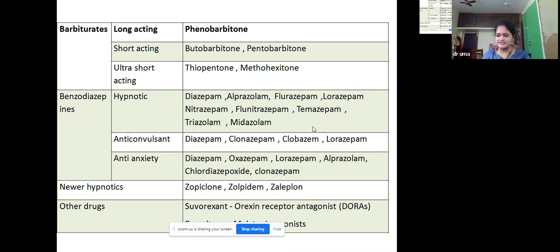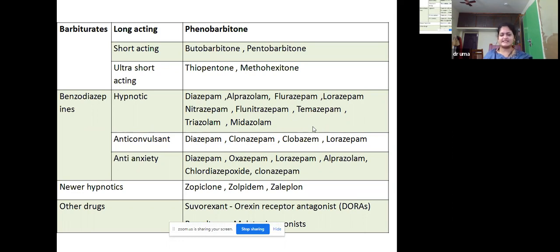And benzodiazepines are used as hypnotic, anticonvulsant and anti-anxiety drugs. As a hypnotic, diazepam, alprazolam, flurazepam, lorazepam, nitrazepam, flunitrazepam, temazepam, triazolam, and midazolam are used. As an anticonvulsant, only these drugs: diazepam, lorazepam, clonazepam, and clobazam. For anti-anxiety, it is diazepam, lorazepam, alprazolam, oxazepam, chlordiazepoxide, and clonazepam.